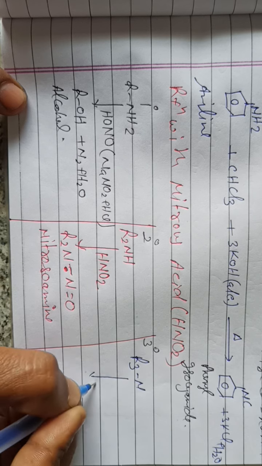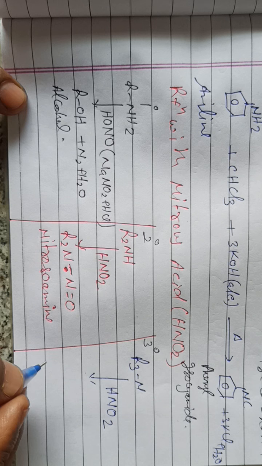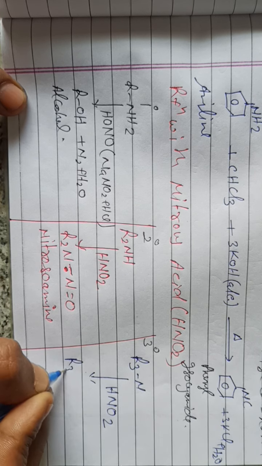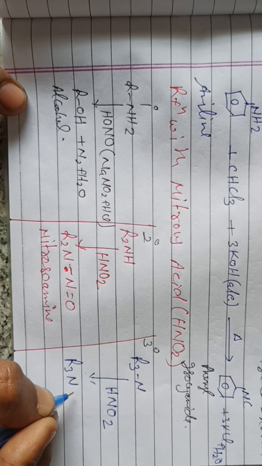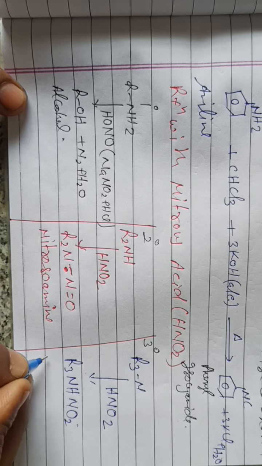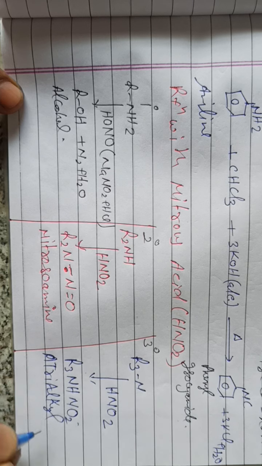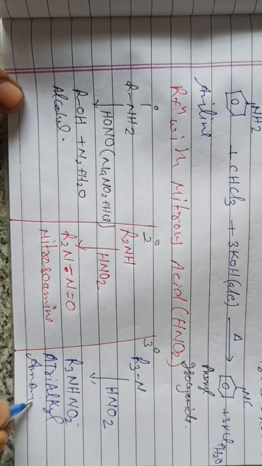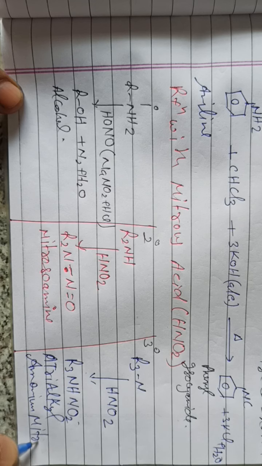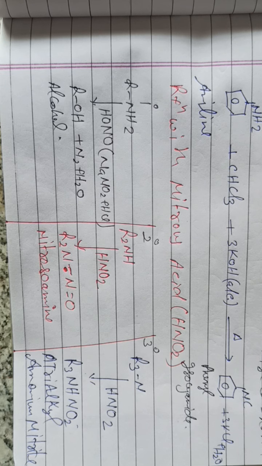And in the case of a 3 degree amine, R3N reacts with HNO2, then it forms trialkyl ammonium nitrite. The name of this compound is trialkyl ammonium nitrite. Okay, so this reaction is also used in distinguishing 1 degree, 2 degree and 3 degree amines.